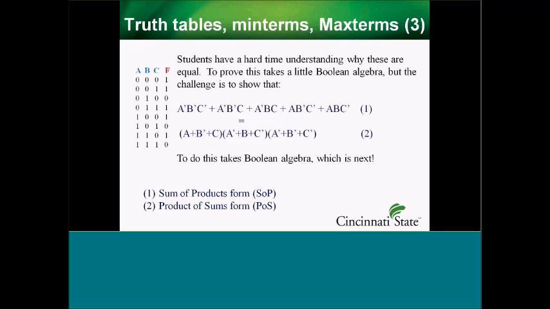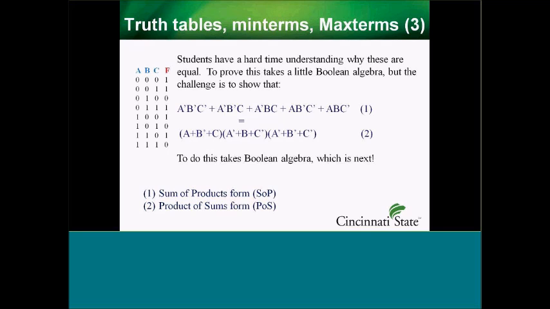So if you look at the sum of the minterms, which is equation 1 here, that's what you have. Or you look at the product of the maxterms, which is equation 2. So the question is, are they equal? Well, they should be equal. They better be equal. That's the theory. To do this, it takes Boolean algebra, which we're going to cover. We'll come back to this specific example.